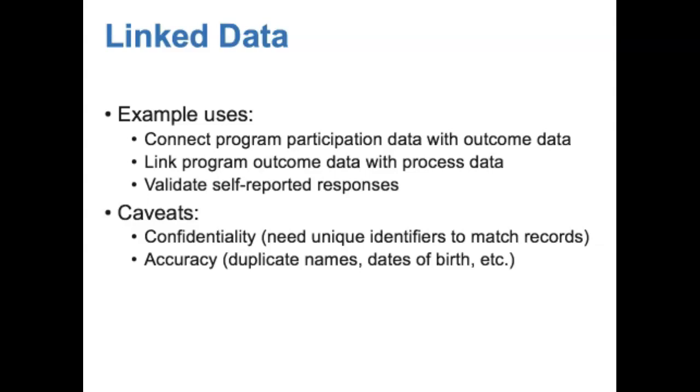It can also be used to validate self-reported responses. For example, people may self-report exercising every day, but if you weigh them and there's no change in weight, you may question the validity of their self-reported response and wonder if there's some social desirability bias in your findings. Some caveats to linked data are confidentiality, because you will need unique identifiers for your data so that you can match records without using participants' names, and you need to check your data for accuracy.